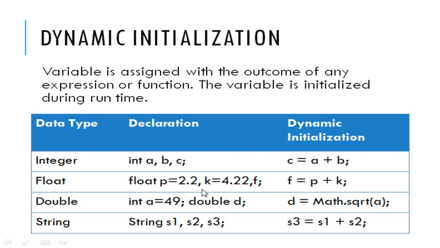Same like that for float, you got two different values and then a variable to store the result. Now f equal to p plus k, so the decimal values will be added, and then it will be stored in the value f. By default, you would have given 0.0f, but after this statement, it will change the value.